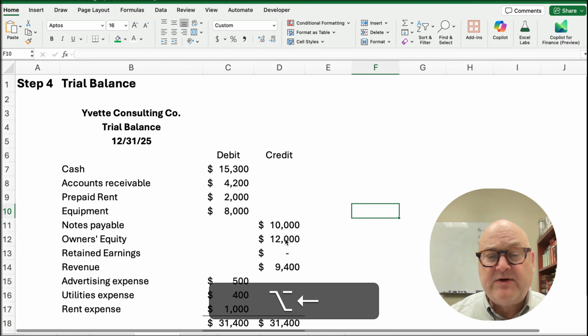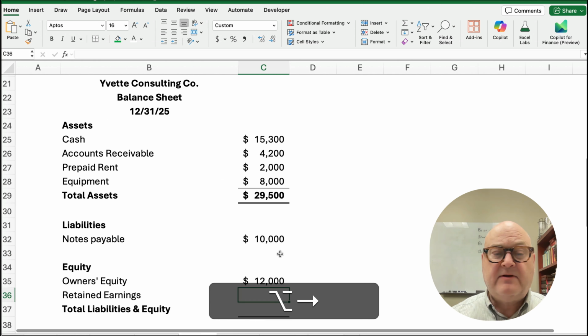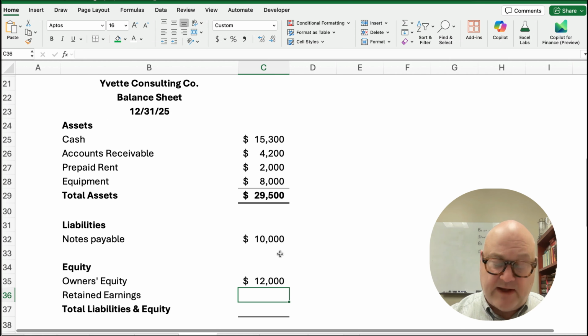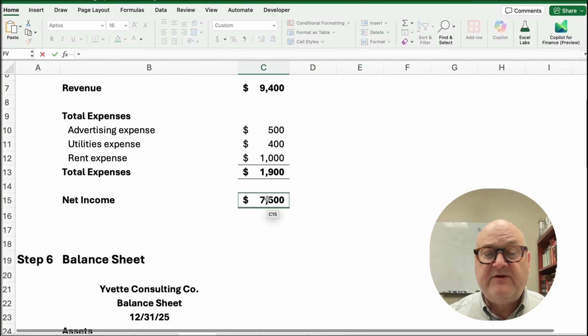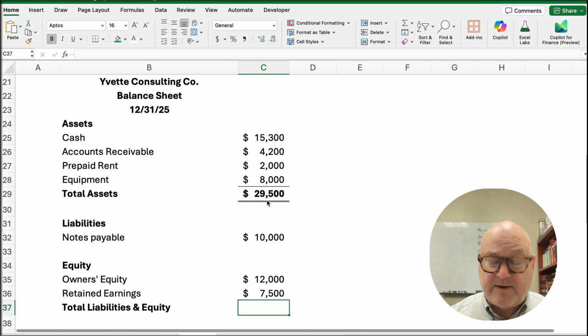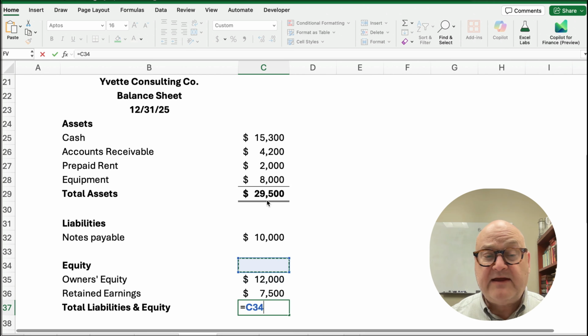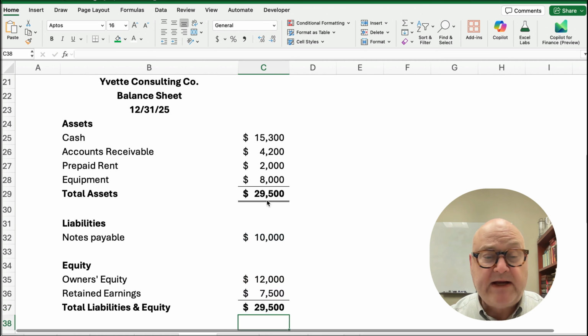Now look, retained earnings looks like it's zero. But what happens, retained earnings goes up when we have net income. So what we're going to do is point to and grab this number right here, 7,500. So we're going to see, does our balance sheet balance? If I take the total liabilities plus total equity, does that equal 29,500? Yes, it does.